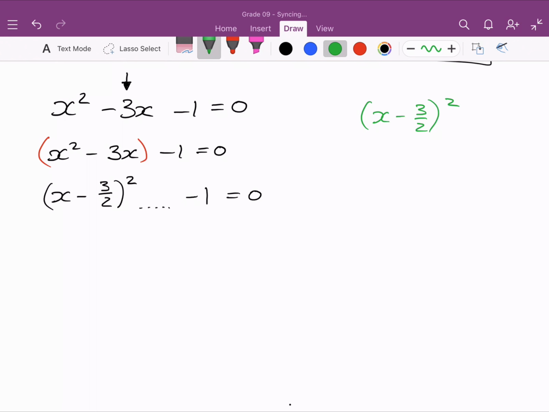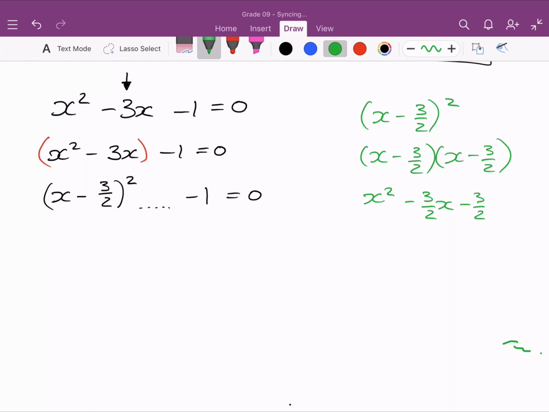That becomes x minus 3 over 2, times x minus 3 over 2. x times x is x squared. x times negative 3 over 2, then negative 3 over 2 times x, and then negative 3 over 2 times negative 3 over 2.